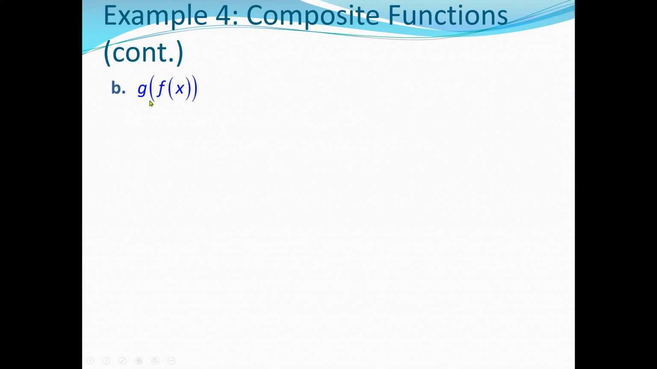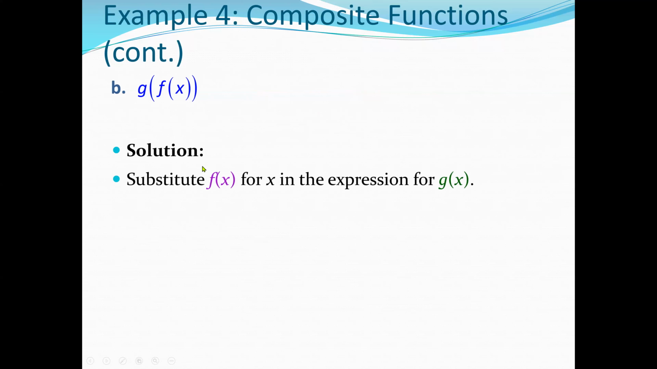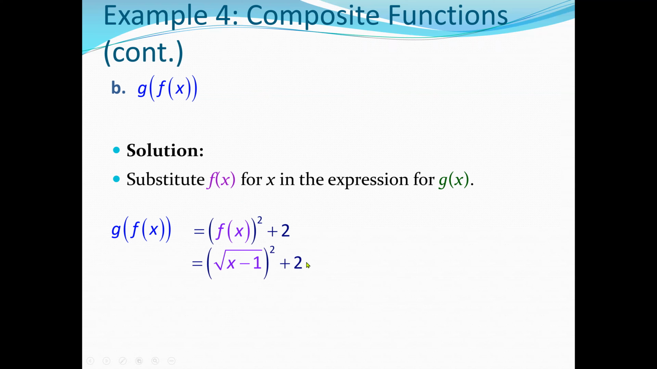Now let's do the opposite. Now we are finding composite of g f at x. So we write down the g first. So we have g, then f at x. So which means that our g is x squared plus 2. So we wrote f at x squared plus 2, we substitute. And we get square root of x minus 1 squared plus 2. Because f at x is square root of x minus 1. And anywhere I see x in my g function, I will substitute with the f at x function.